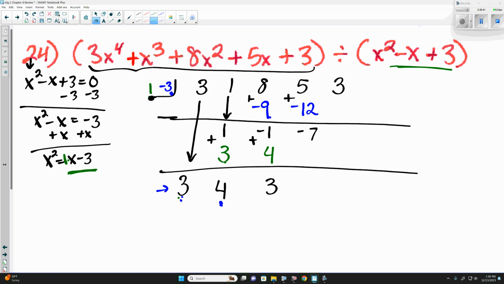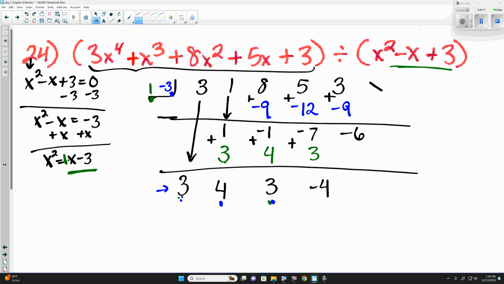Now we're going to do this again. 1 times 3. Then we're going to do our negative 3 times 3, which is negative 9. Okay. And then we add negative 7 plus 3 is negative 4. Our 3 plus negative 9 is negative 6. Questions on this so far?